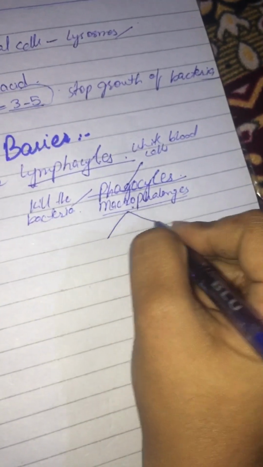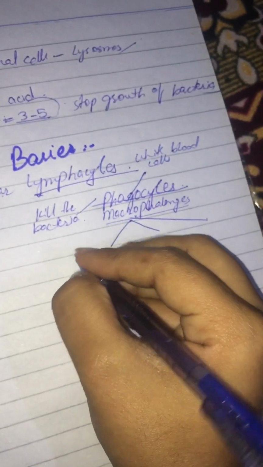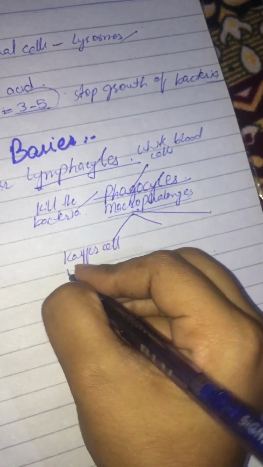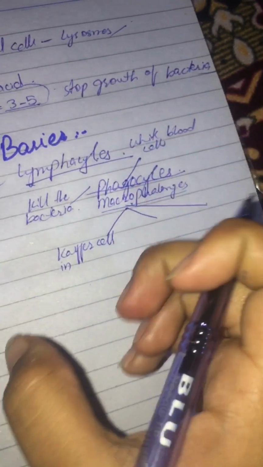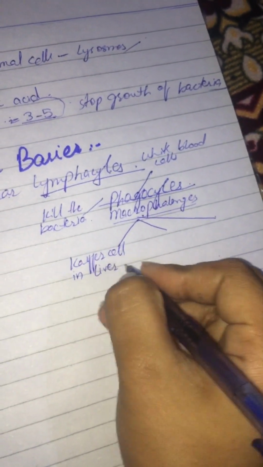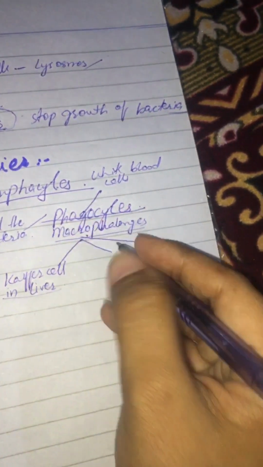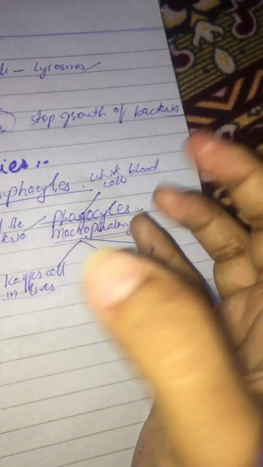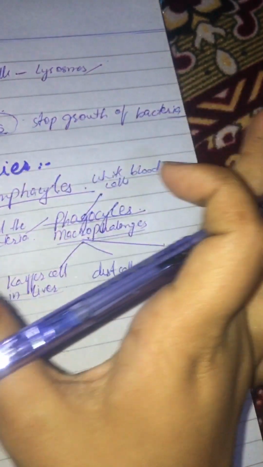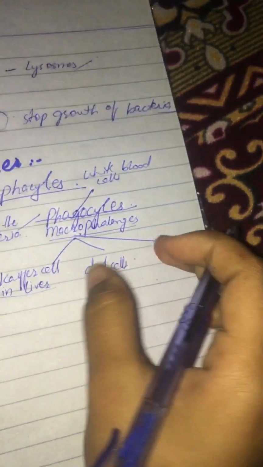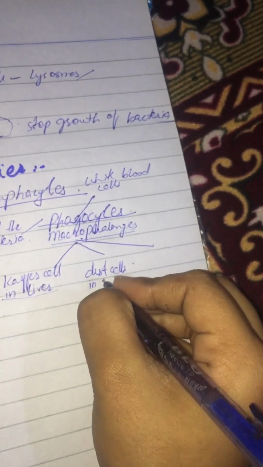Then we have macrophages. These are of three types. One is Kupffer cells, which clean the bacteria in the liver. They are present in the liver and do not allow bacteria to go inside it. Then we have dust cells. Even the air we breathe from our environment is not purely clean, so these dust cells clean our air. These are present in the lungs.